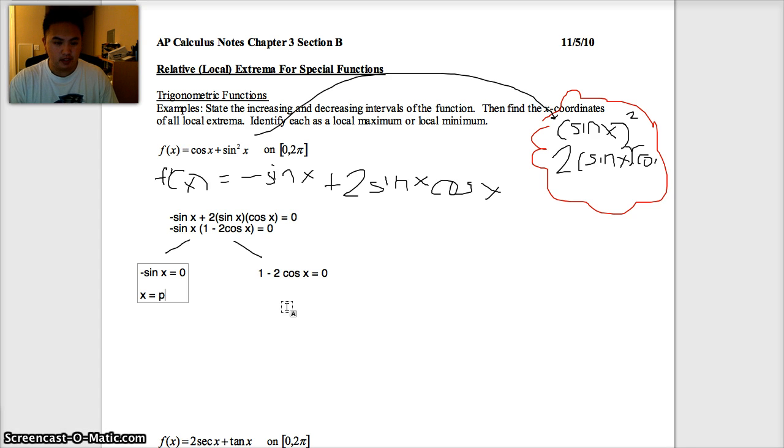I don't have a pi button, so I'm just going to call it p, and negative pi. Okay, my 2 values, my 2 radian measures where sine equals 0. Okay. I'll move on to the next one.